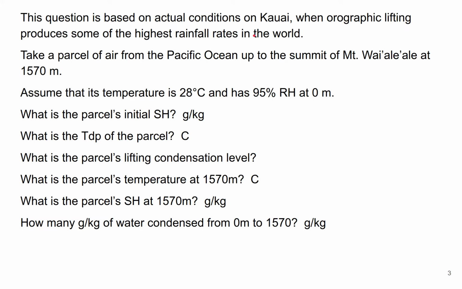So this question's based on actual conditions on Kauai, where orographic lifting produces some of the highest rainfall rates in the world, 486 inches a year. That's a lot of rain. That's over 40 feet. Well, 40 and a half, right?